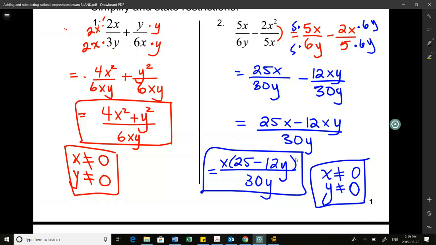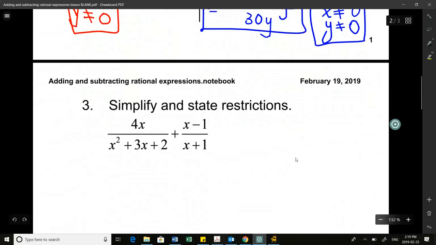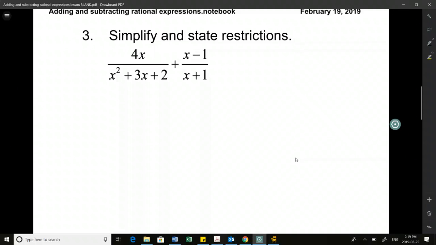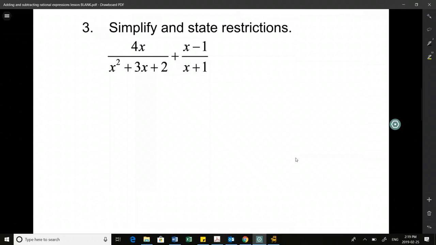Cool, okay. Let's try some that are a little bit more challenging. I'm going to write a little set of steps to give us an idea of what we want to do. So the first step, for every single one of these questions, is to factor and common factor everything that you can.